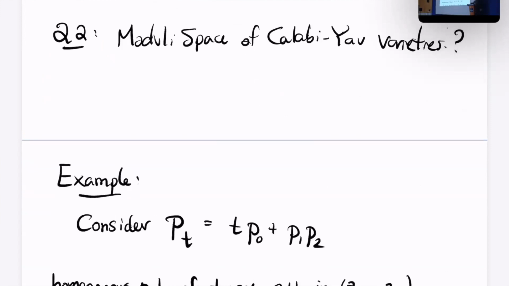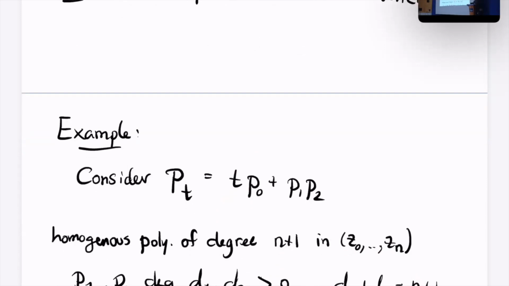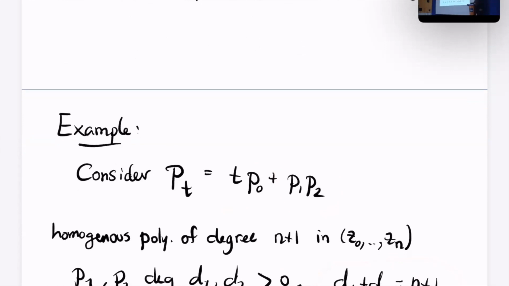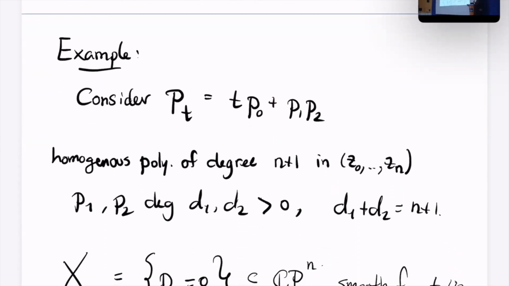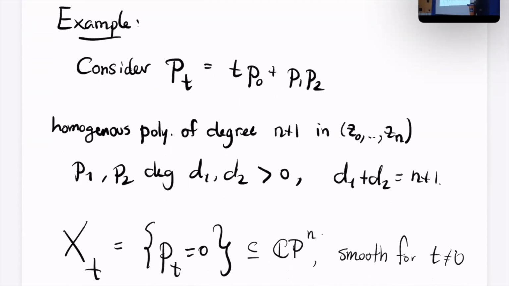So let's consider a polynomial P_t, so this is a polynomial in n+1 complex variables, z_0 up to z_n, and it's homogeneous of degree n+1. And t here is a complex parameter, which you can ignore for now. So P_0 is a homogeneous polynomial of degree n+1, and P_1 and P_2 are two other holomorphic polynomials of homogeneous degrees d_1 and d_2, such that the sum is n+1. So as long as you make generic choices, this polynomial will define for you a smooth hypersurface in CP^n, which has trivial canonical bundle.